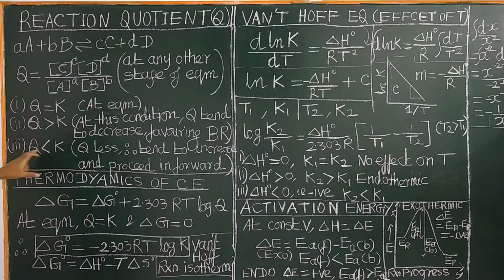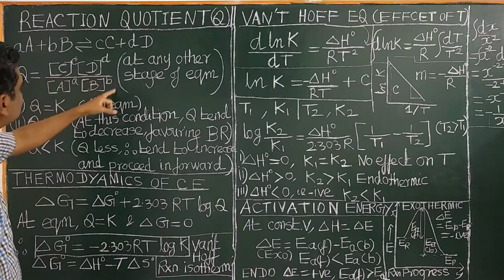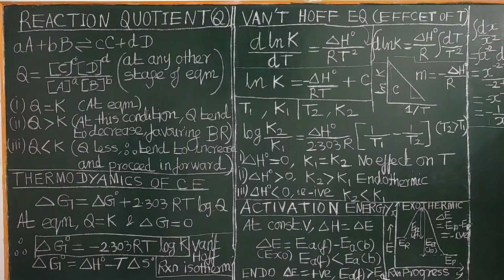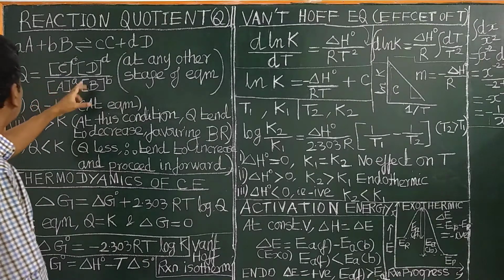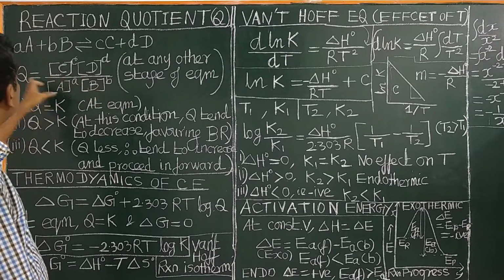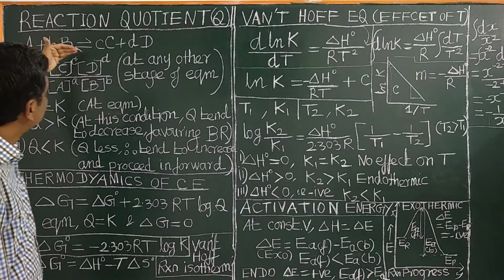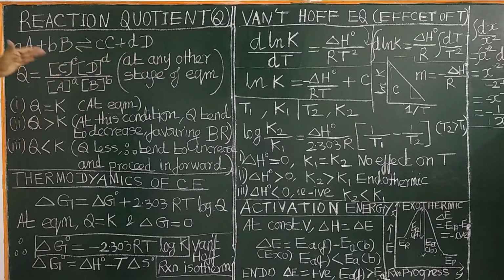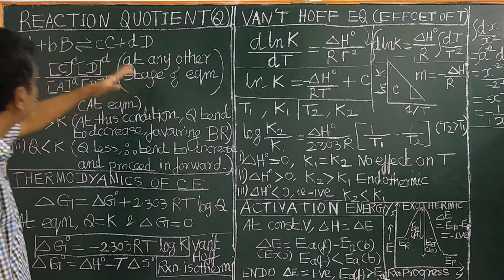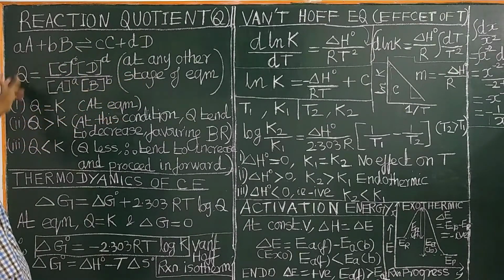So, at this condition, Q tends to decrease, therefore favoring the backward reaction. Similarly, the opposite, Q less than K. If Q is less than K, then the reactants are in larger concentration than the products. Therefore, the equilibrium shifts in the right direction, the forward direction, so that the reactants are consumed and decreased to reach the equilibrium value.